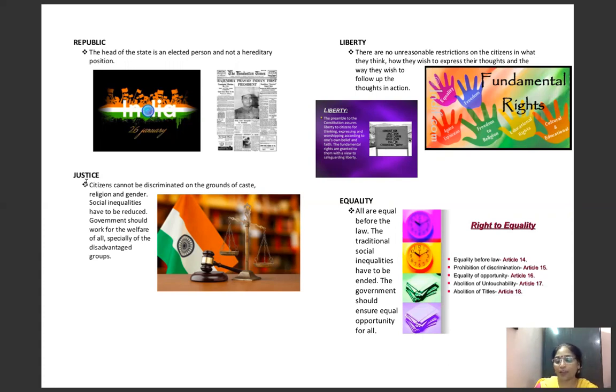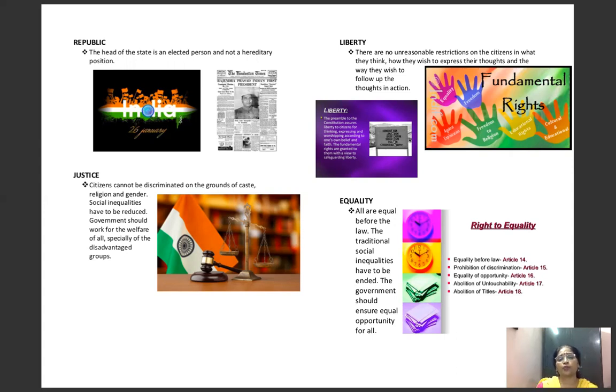Okay, the next value, it's not a mere word. Citizens cannot be discriminated on the grounds of caste, religion, and gender. Everybody is equal. The social inequalities have to be reduced. Yes, this is the stigma. This is the problem, a social evil in our country, which has to be wiped off. And government should work for the welfare of all, especially for the disadvantaged groups. Okay, so that is justice.